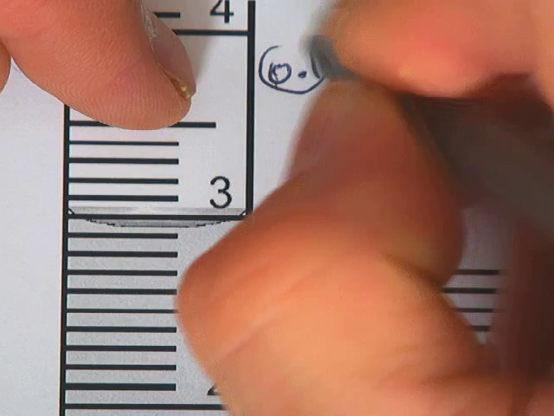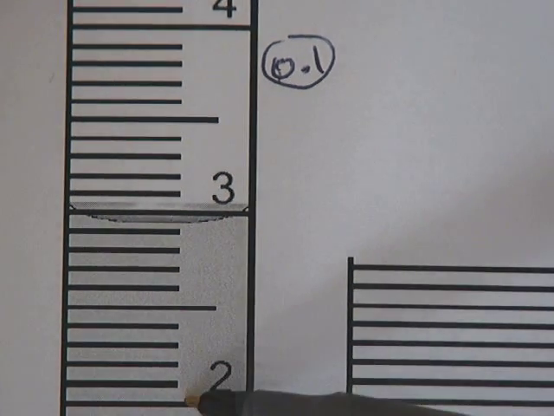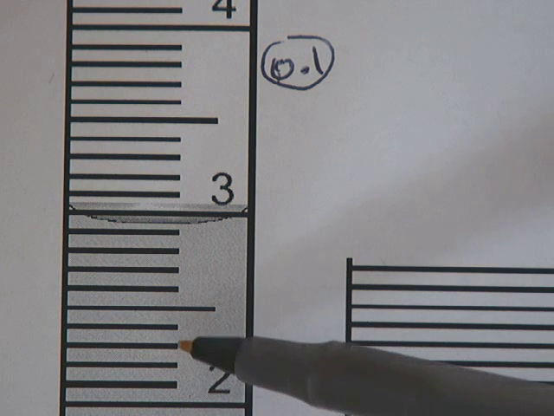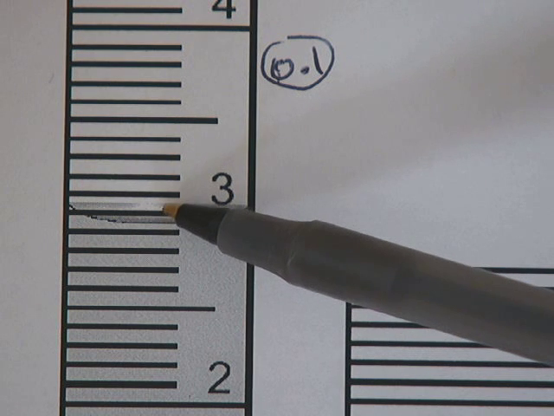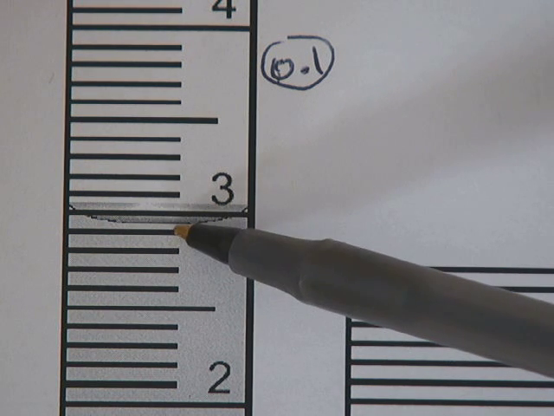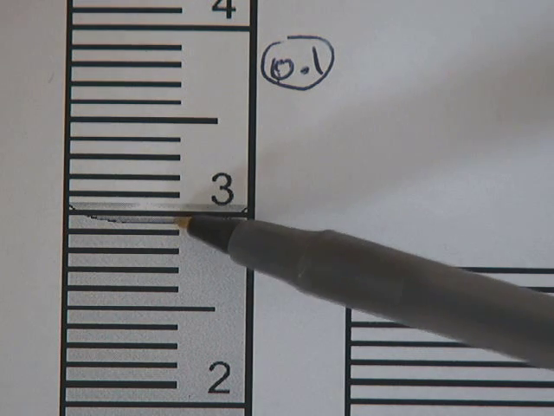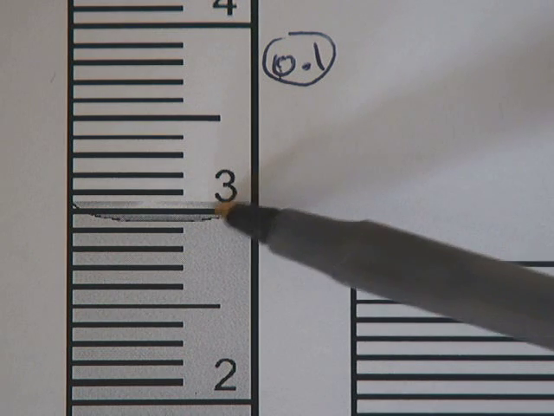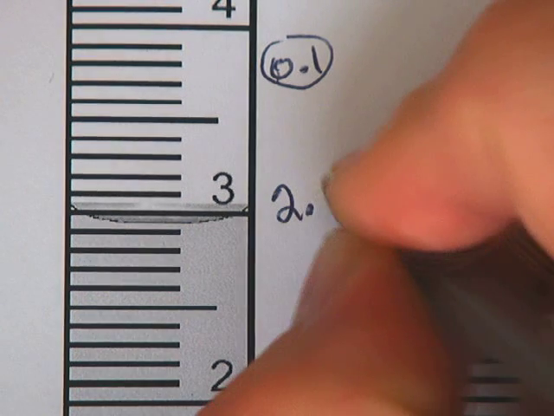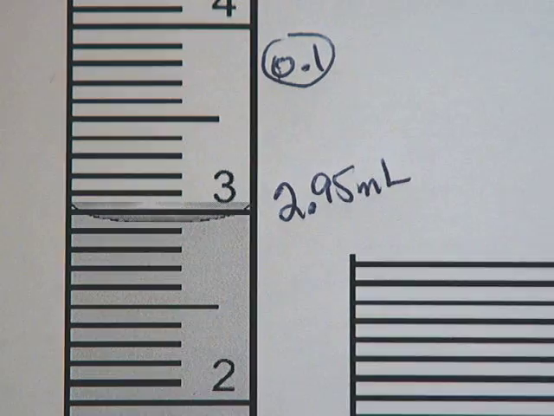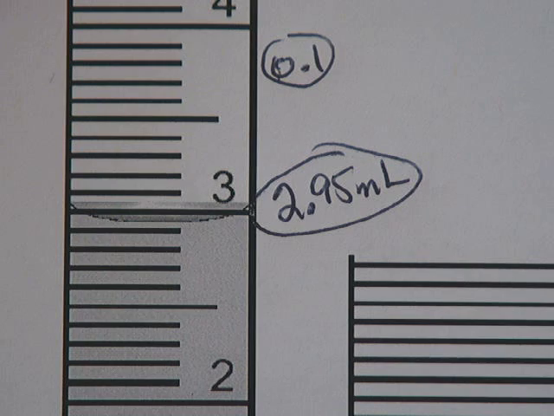To begin with, it might be helpful to write the scale off to the side. Then we're going to start counting: 2, 2.1, 2.2, 2.3, 2.4, 2.5, 2.6, 2.7, 2.8, 2.9, and then 3. So this value is between 2.9 and 3. We know we can measure to the nearest tenth, so we need one more decimal place. My best value for this might be 2.95 milliliters. That would be my measurement on that graduated cylinder.